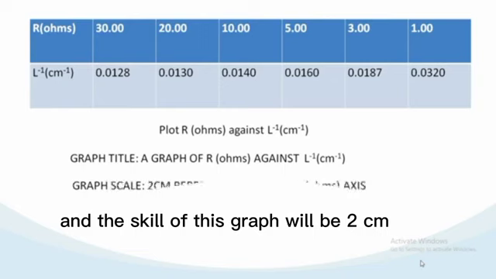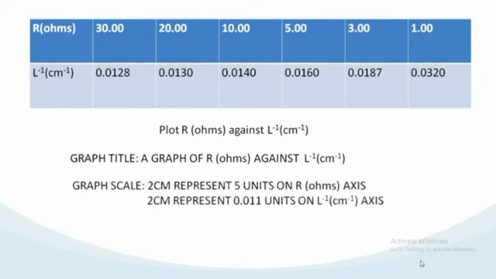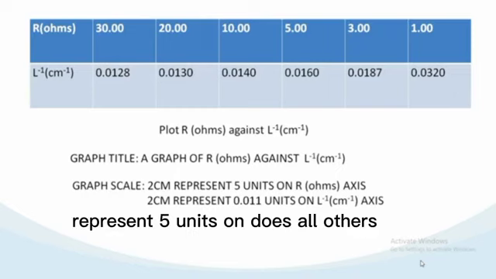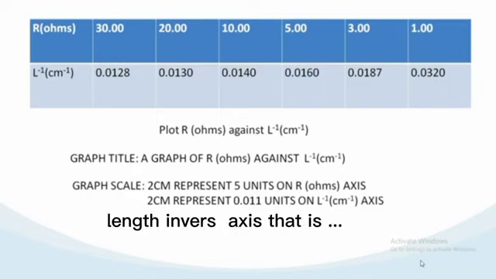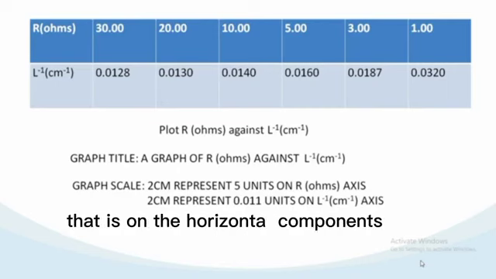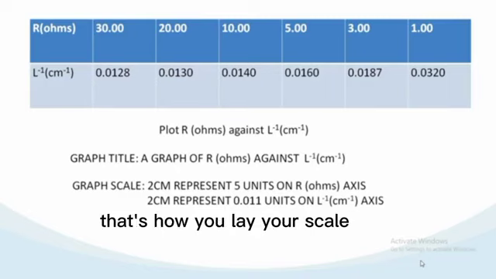The scale of this graph will be 2 centimeter to represent 5 units on the R axis, and 2 centimeter to represent 0.01 unit on the length inverse axis. That is, on the horizontal component we have 0.011, 0.012, 0.013, 0.014. That's how you lay your scale.